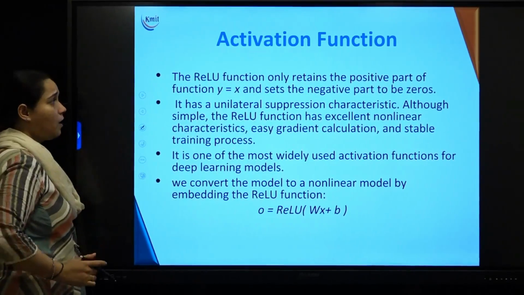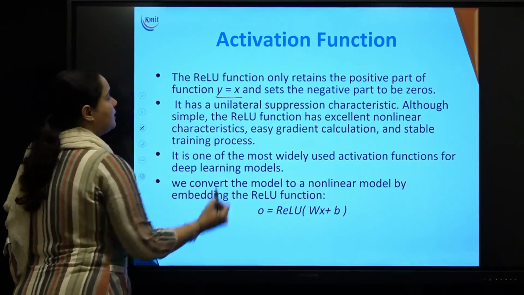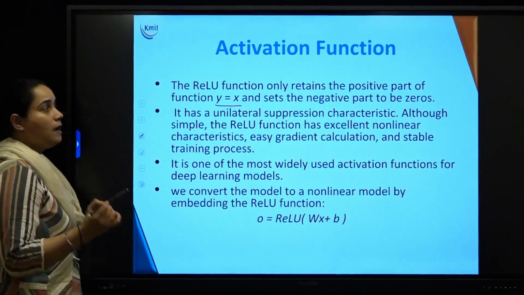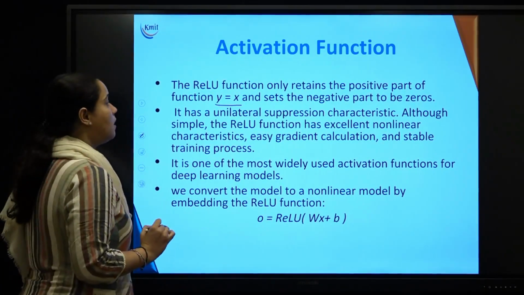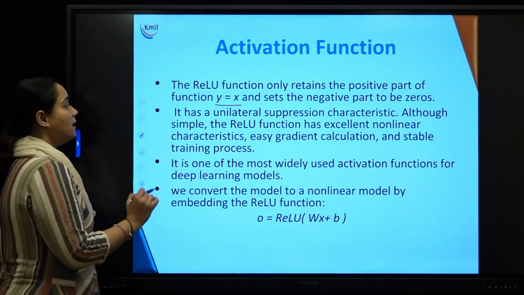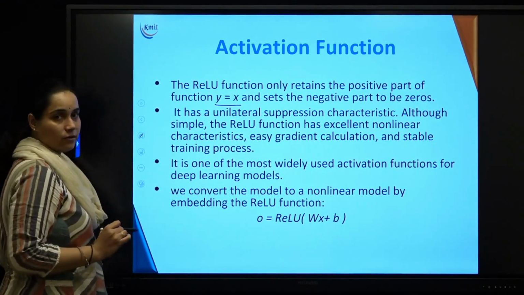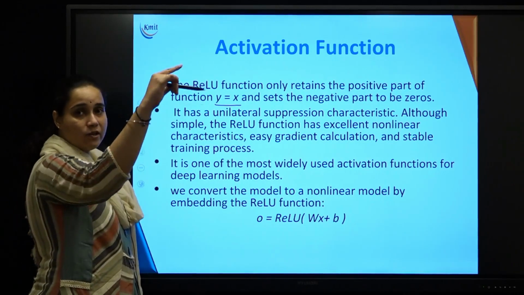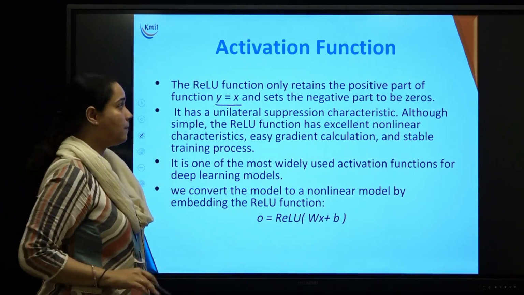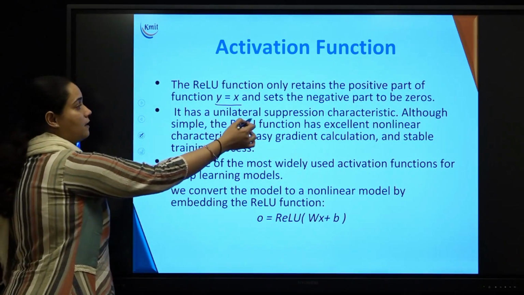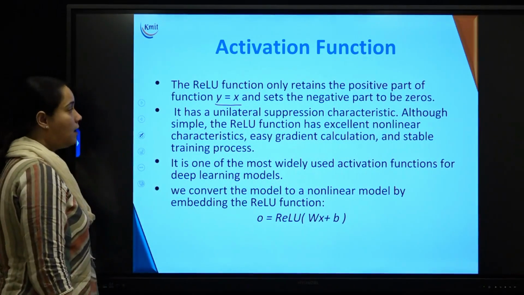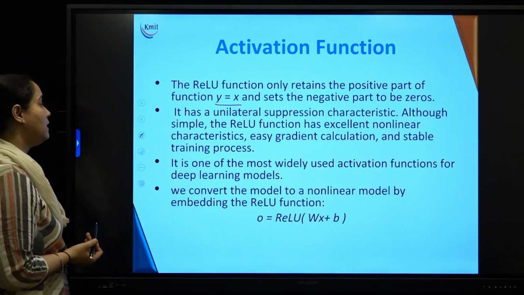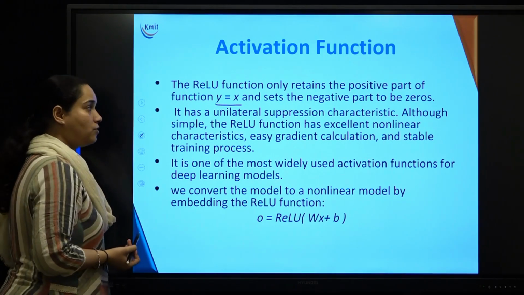So y is equal to x is going to be the output of ReLU, but only on the positive side. It will set the negative side to be 0. So it has a unilateral suppression characteristic, because it increases only in one direction, and in the other direction it suppresses it. So, single direction suppression characteristic, and although it is simple, it is a very excellent nonlinear characteristic function.